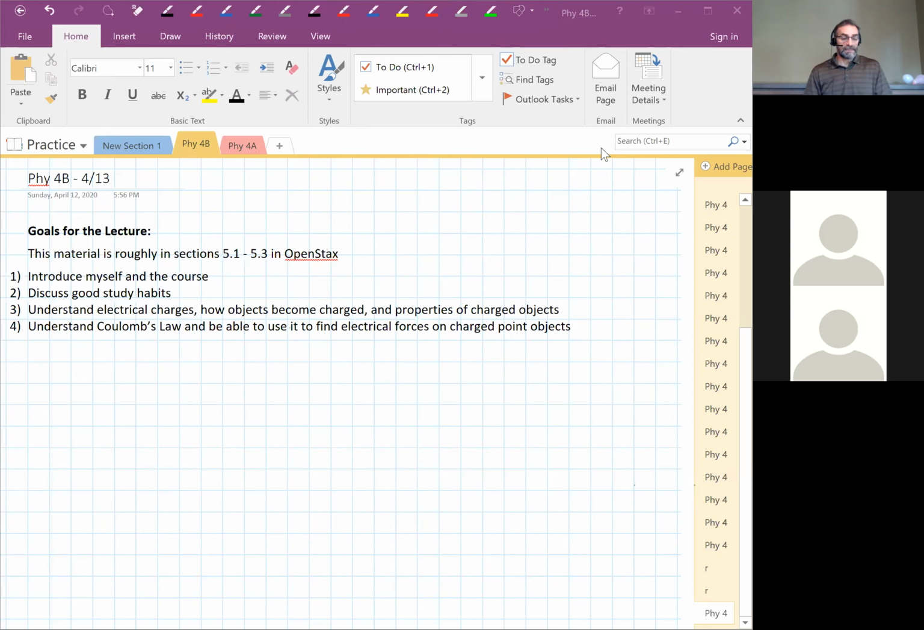Question about homework problems assigned from the textbook. So the answer is yes and no. I do have homework problems assigned from the textbook. I don't collect them though. Well, really what they are, they're suggested study problems.